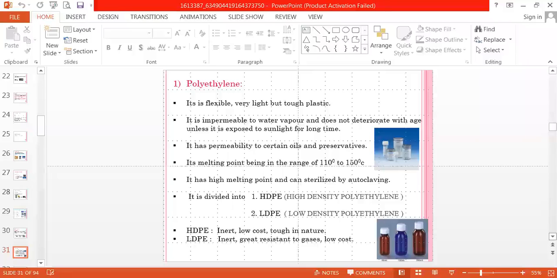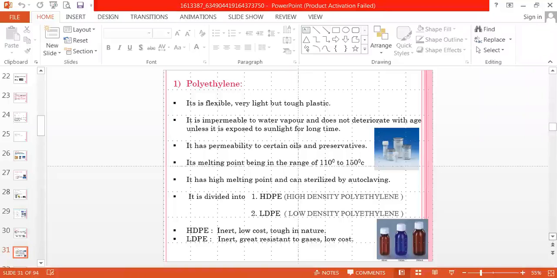Then polyethylene has permeability to certain oils and preservatives. It means if we are packing a product in polyethylene material, certain types of oils can penetrate from the container to the outside, and some types of preservatives also can pass out of your container. It means they can cross the wall of the plastic container. Then the melting point is within the range of 110 degrees centigrade to 150 degrees centigrade.